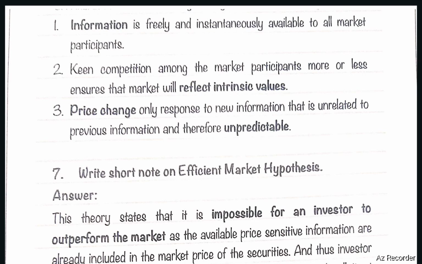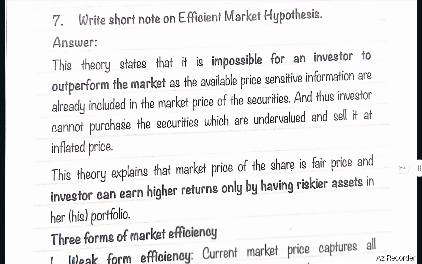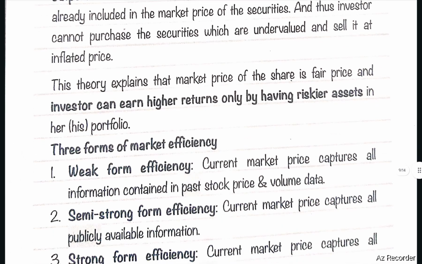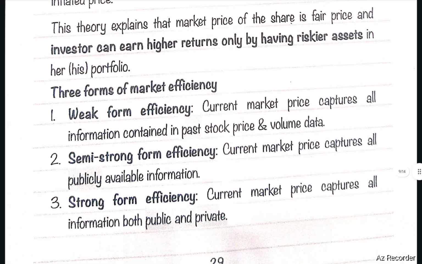Write a short note on the efficient market hypothesis. The efficient market hypothesis states that it is impossible for an investor to outperform the market, as the available price sensitive information is already included in the market price of the securities, and thus investors cannot purchase undervalued securities and sell them at inflated prices. This theory explains that the market price of the share is the fair price. An investor can earn higher returns only by having riskier assets in his or her portfolio.